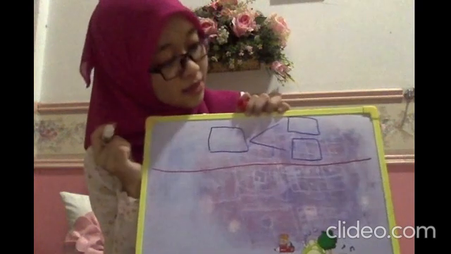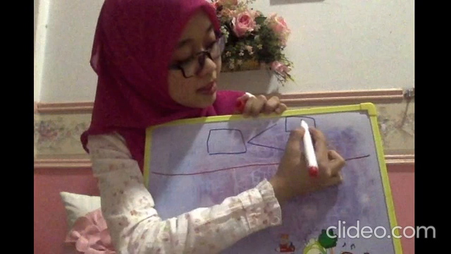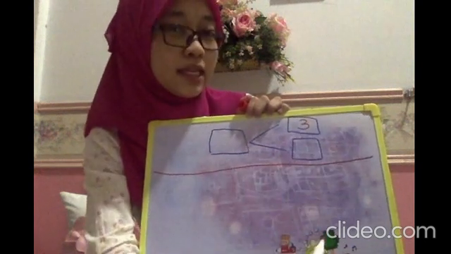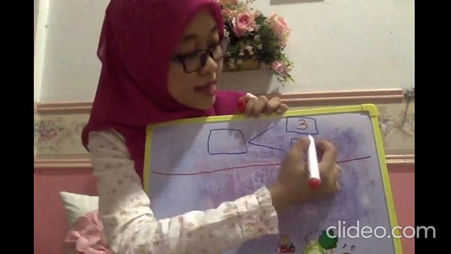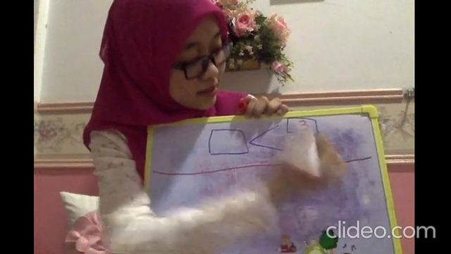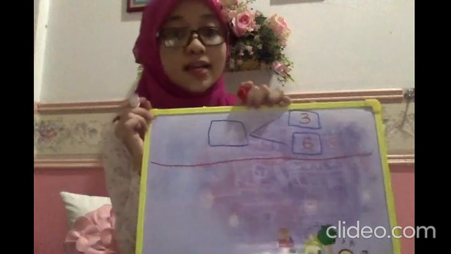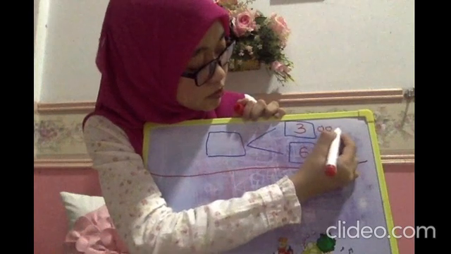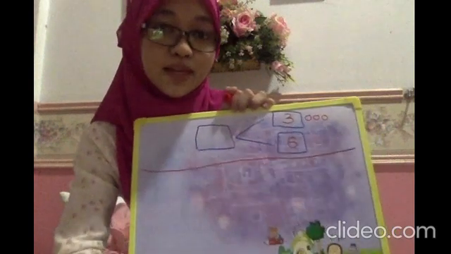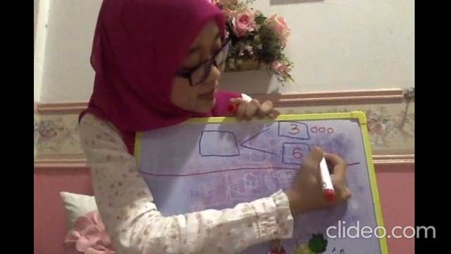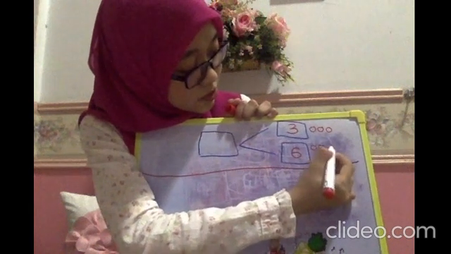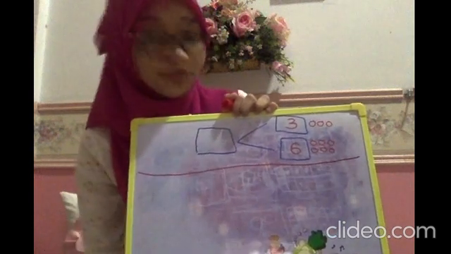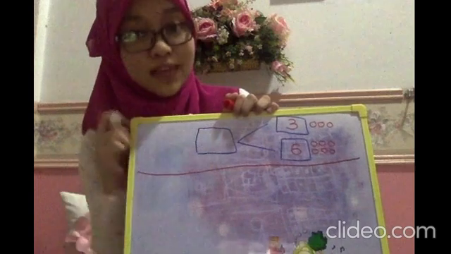Okay, so let's say I want to put 3 and 6. Here we have 1, 2, 3. And how many circles do you have to draw for 6? Make sure it's 6. 1, 2, 3, 4, 5, 6. Now it's time to figure out the captain number.